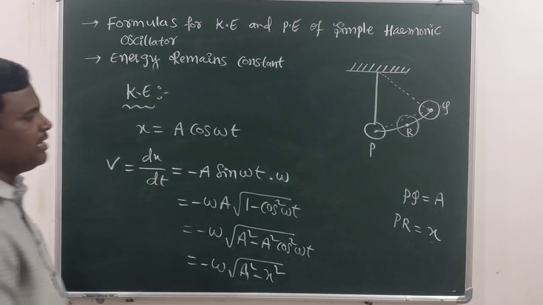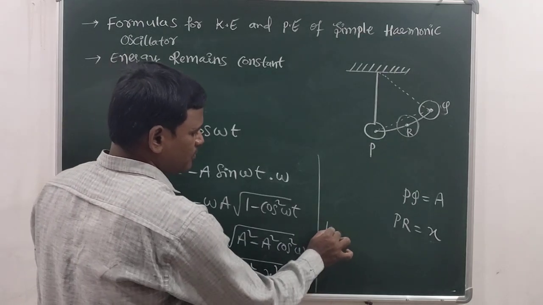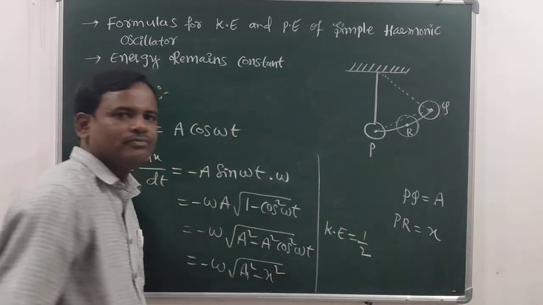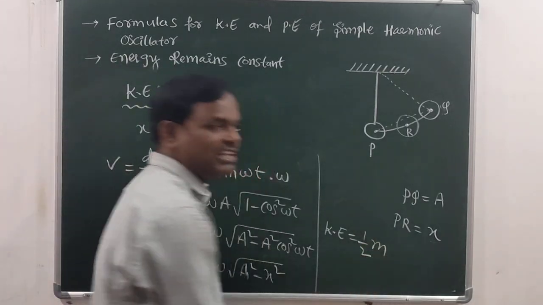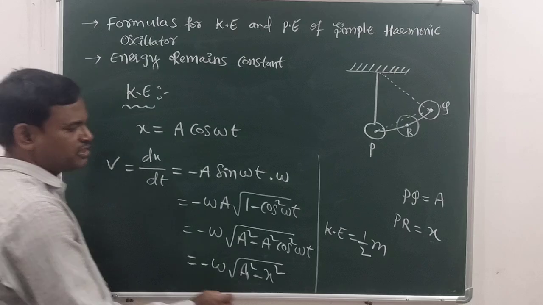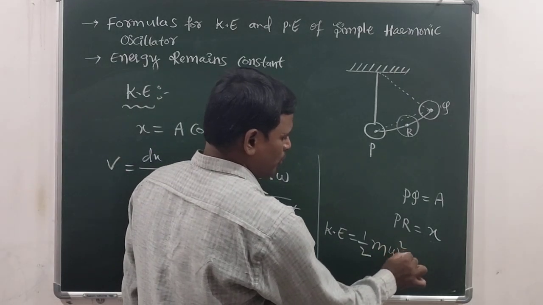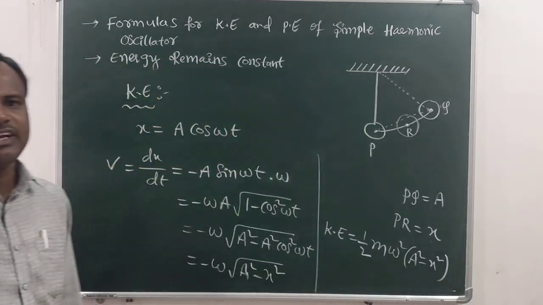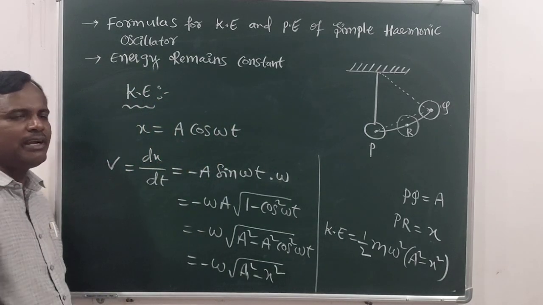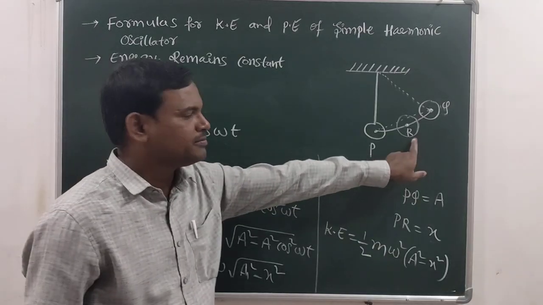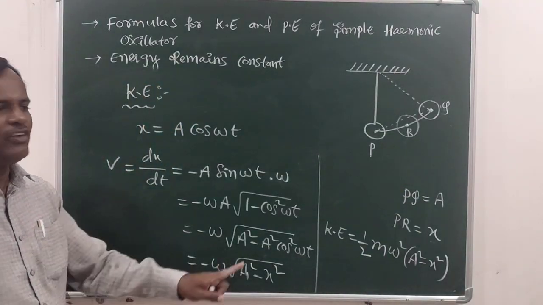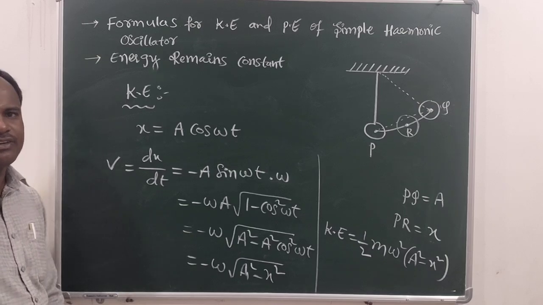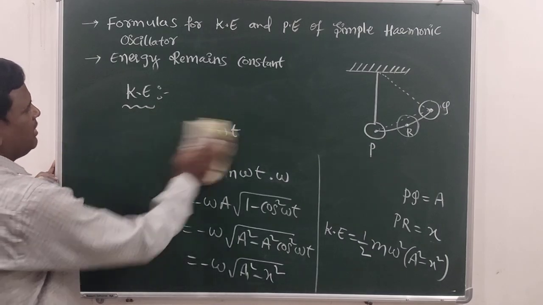Yes. Now write the kinetic energy formula. Kinetic energy of that bob at R is 1 by 2 m v square. V square means if you take the square on both sides, you get 1 by 2 m omega square into A square minus x square. That is the kinetic energy of that bob at position R. Keep it aside: half m omega square into A square minus x square. Right.